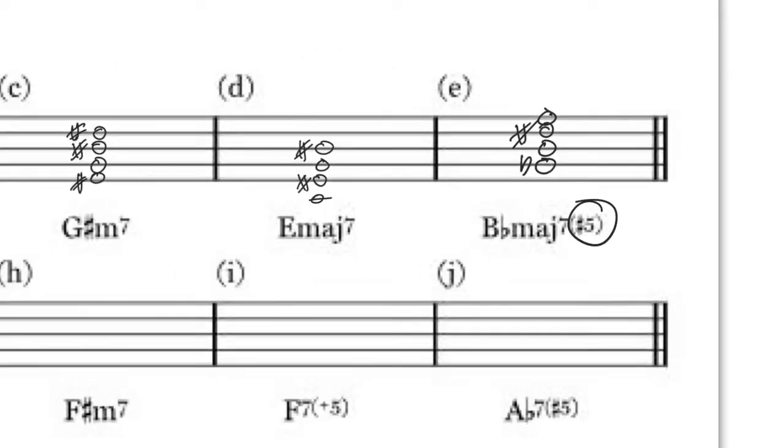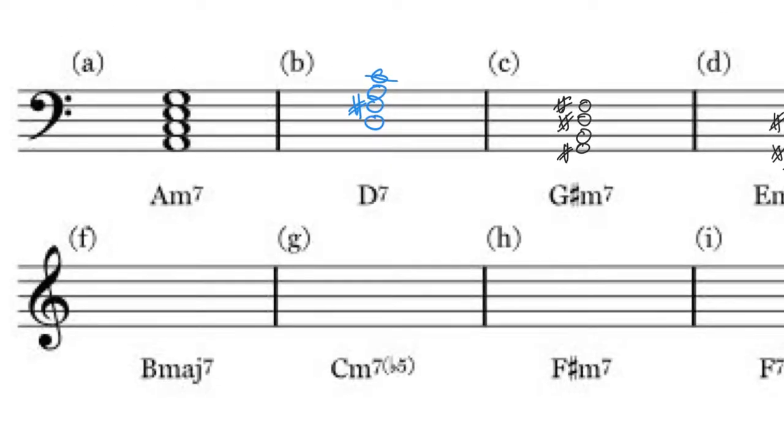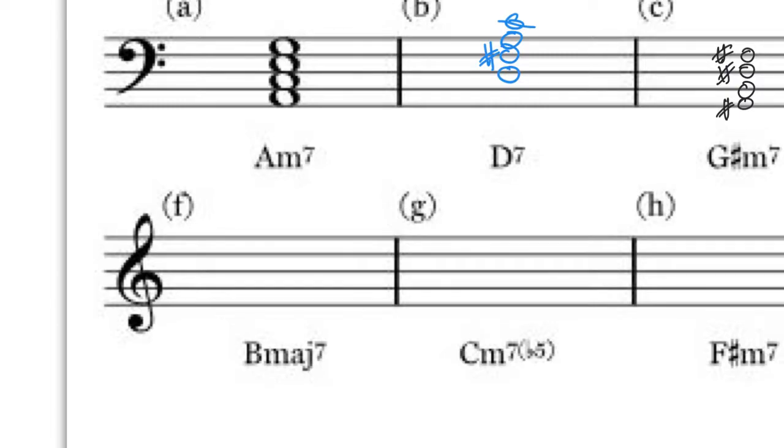Okay, just one of those cool color chords. Here's B major 7, okay. So we have B, D, F, A. We need the correct accidentals: B, D sharp, F sharp, and A sharp. Okay, so we have C minor 7 flat 5, so we need a C minor chord, C, E flat, G, and B flat, but we have a flat 5, okay. What is this? It is our half diminished chord, right?